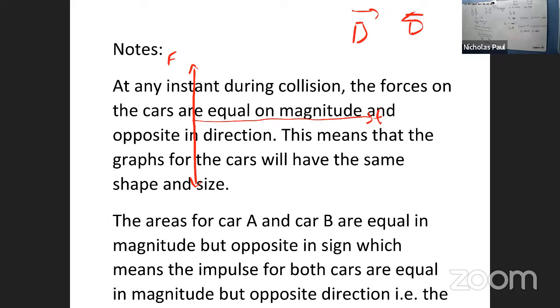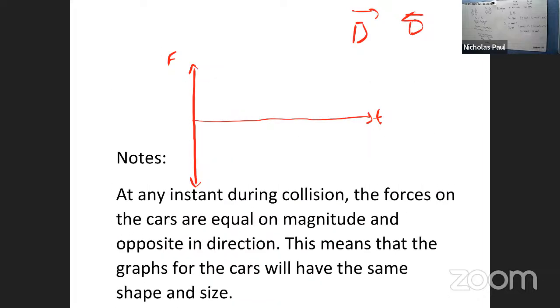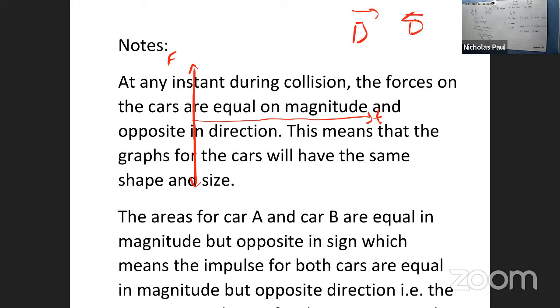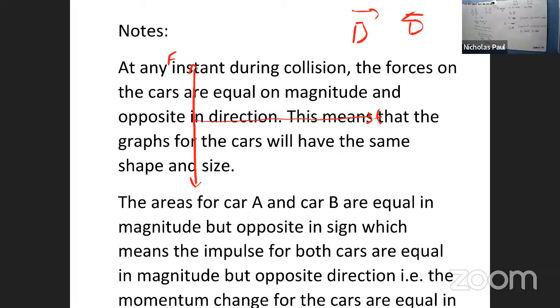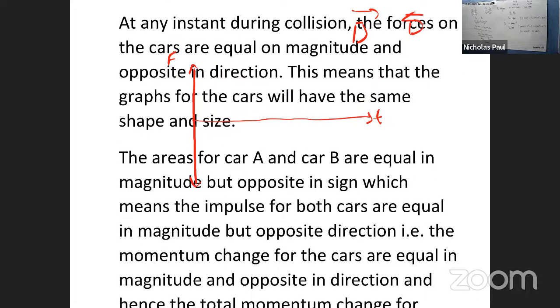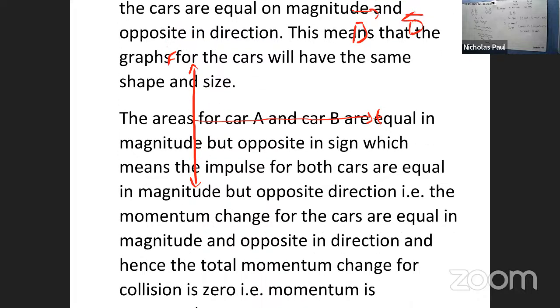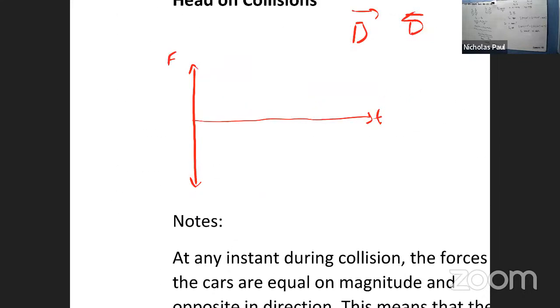What about the area under the graph? Would it be the same? Yes. So the areas of A and B are equal in magnitude but opposite in sign, which means that the impulse of both cars is equal. That makes sense? The momentum change for each car is equal in magnitude. All right, so your graph might look something like that.